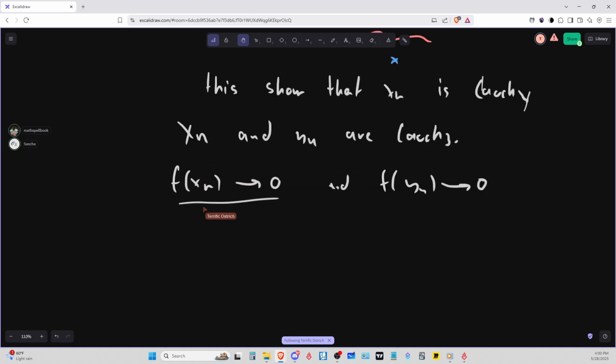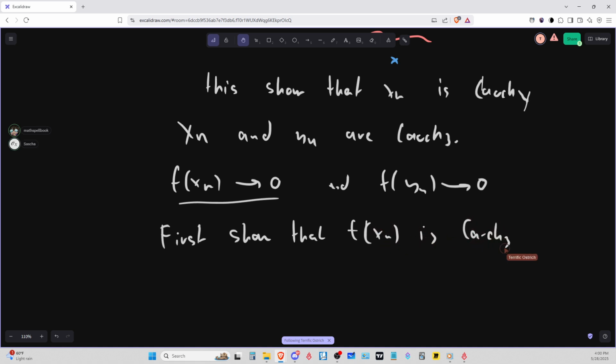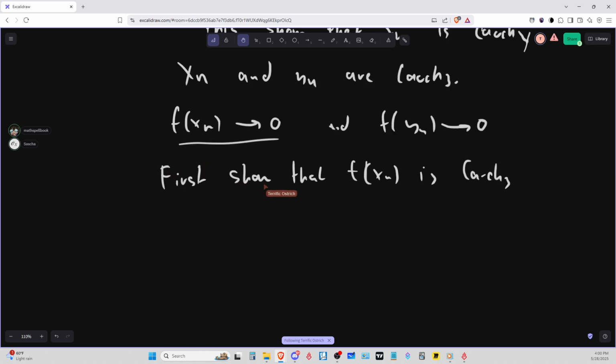So maybe I can guide us a little bit. Here it's a bit annoying. First of all, I will show that f of xn is Cauchy. And I'm going to use a very specific fact, which is useful: the function f is given by x squared minus 2.